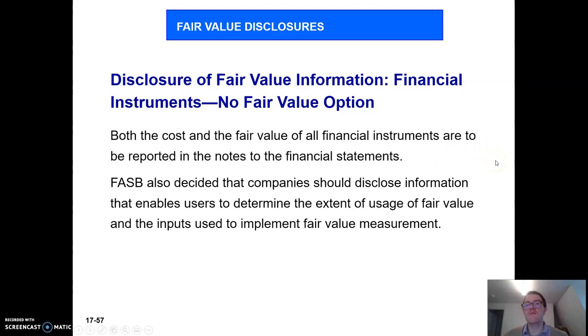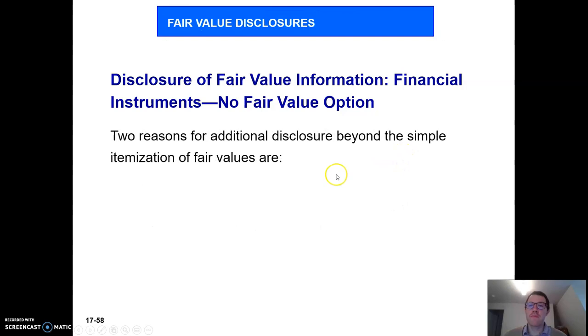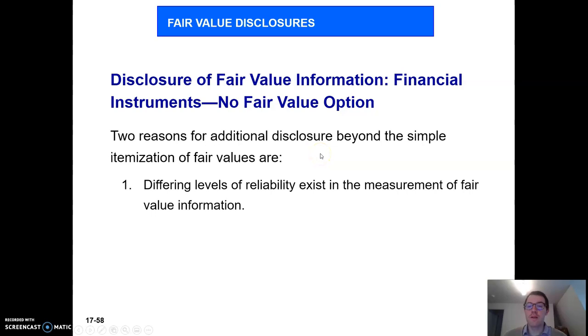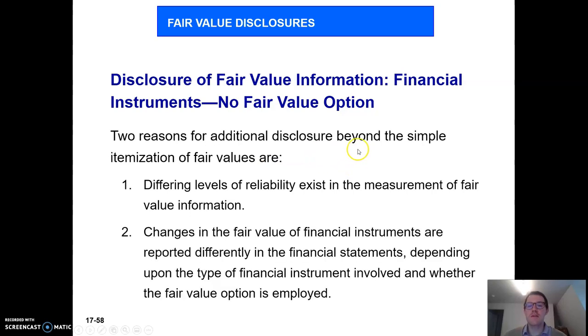So what you're going to have to do is report a lot of things in the footnotes of the financial statements. You've got to report the cost and the fair value, and you've got to give people enough information to determine how much usage of fair value and the inputs used to implement it. A few other reasons for additional disclosures are this. Number one is there's differing levels of reliability in the measurement of fair value information. Some are more reliable than others. And changes in the fair value of financial instruments are reported differently in the financials, depending on the type of financial instrument involved.